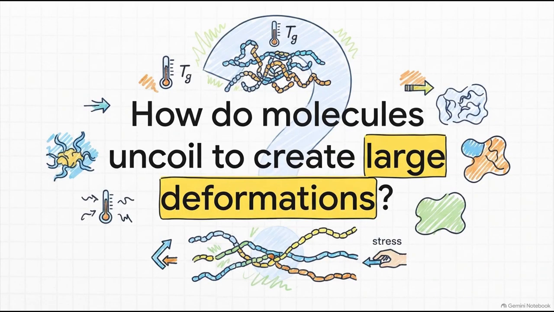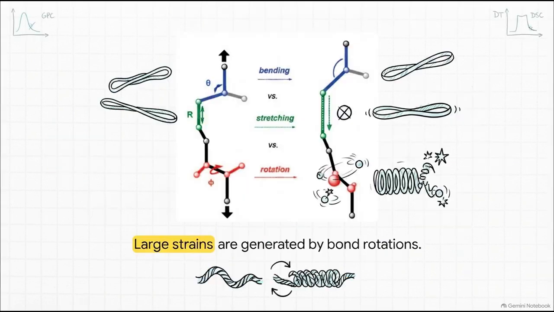Which brings us to a really interesting question. Once these chains finally have that elbow room above the glass transition temperature, how do they actually uncoil and straighten out when you apply stress? You might instinctively think the chains just stretch out like rubber bands. Actually, scratch that. While minor bending and stretching do happen, the real hero here is bond rotation.